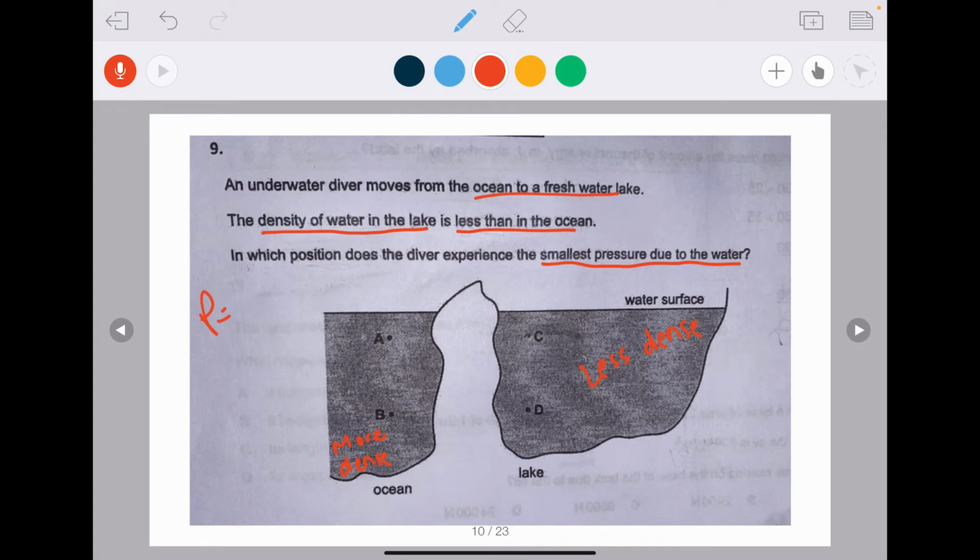Again, let's recall the formula for pressure due to water or liquids. Pressure equals rho g h. So let's compare option B and D, because option B and D have more depth, which means the value of h will be more. That means they will automatically have more pressure. So we can rule out option B and option D. Option A and option C are at similar heights, so we cannot really tell which one will experience more pressure. However, the question did say that the density of water in the lake is less than the ocean. So for option A, rho will be higher, whereas for option C, rho will be lower. So option C will give you the smallest pressure due to water. So the answer for question 9 is C.